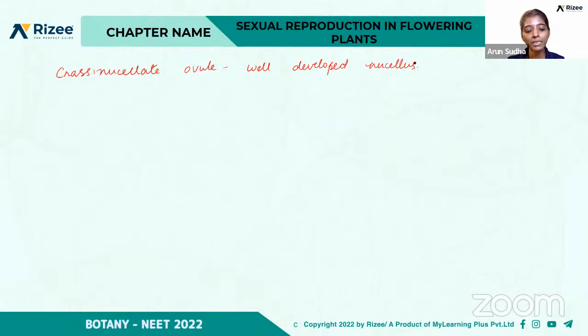Then perisperm is persistent nucellus in seed, ovule wall, ovule coat, and fossil of Hastoria. So what is perisperm? A is the right answer. Perisperm is persistent nucellus in seed. That is, the ovule will form into a seed, and even after the formation of that seed, if nucellus is present, that is called the perisperm. So are you clear, Nandini? Are you able to follow?